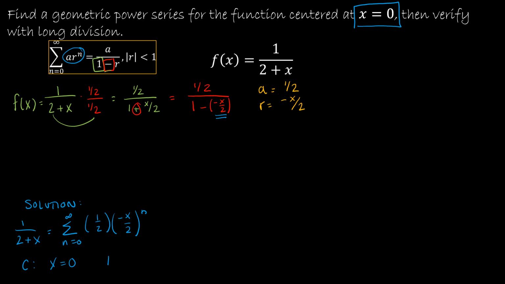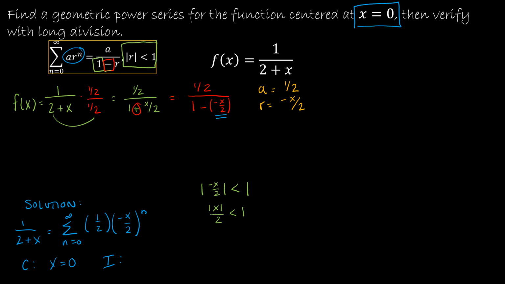And then of course I should find the interval, and the interval does require a little bit of work, so I'm going to let the absolute value of negative x over 2 be less than 1. So again, just using that the absolute value of r has to be less than 1. I can rewrite negative x over 2 as the absolute value of positive x, because of course I can take the negative away with the absolute value, over 2 is less than 1.